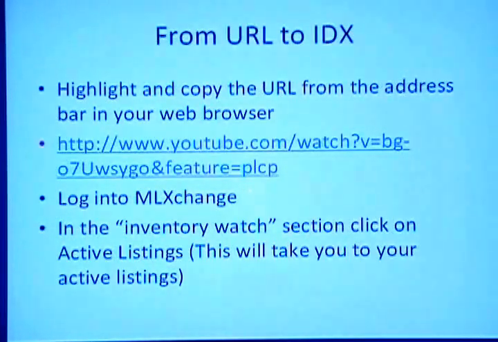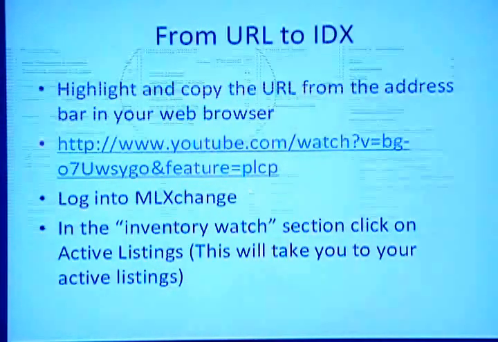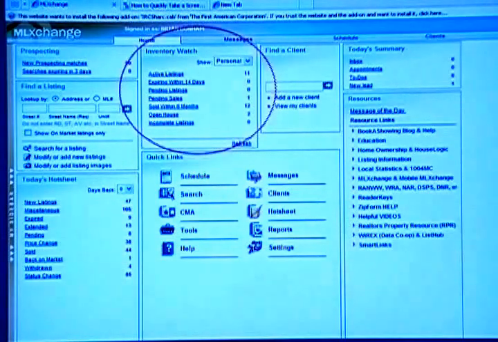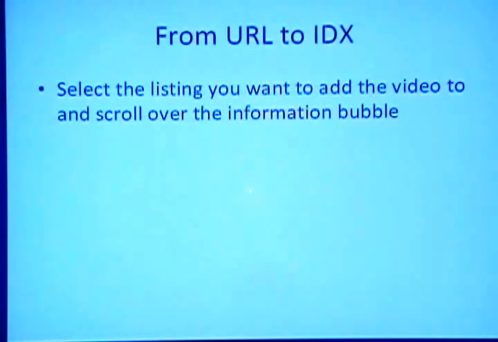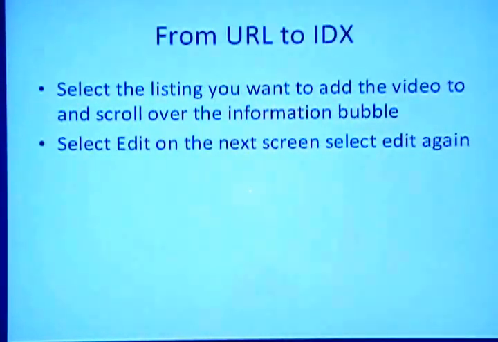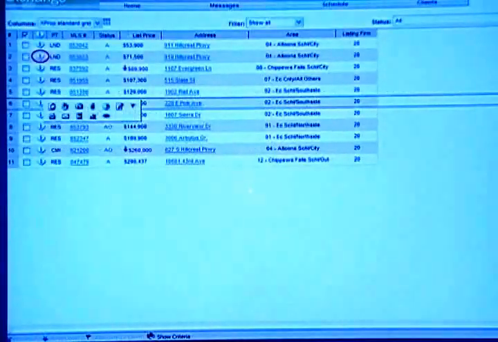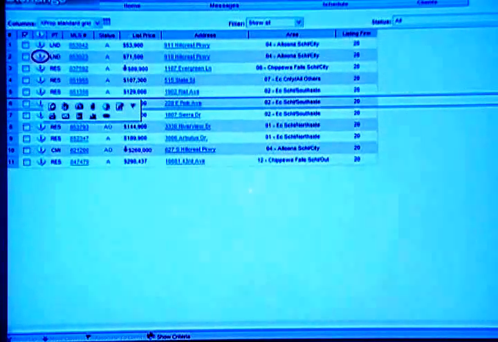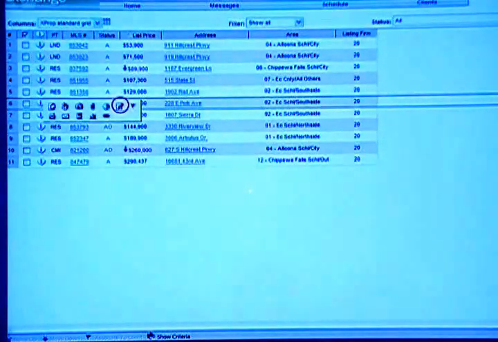Then you log into your ML Exchange, go into the inventory watch, and click on your active listings. It'll take you to your active listings. Then you select the listing you want to add the video to, scroll over to the information bubble, select edit, and then on the next screen select edit again. Once that information bubble pops up, that bar shows up, and that is the edit. Once you do that, you click edit again.